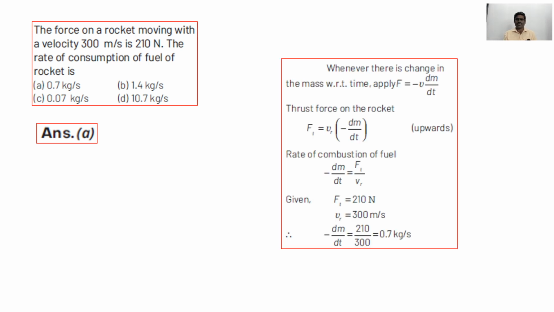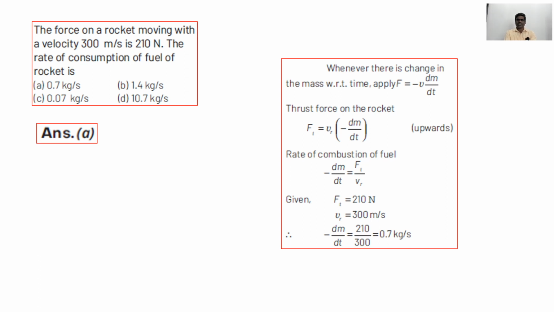Whenever there is a change in mass with respect to time, then F equal to minus V into dm by dt. That is the previous things we discussed. There, mass is constant and velocity is variable. Here velocity is constant and mass is variable. That is F equal to minus V into dm by dt.